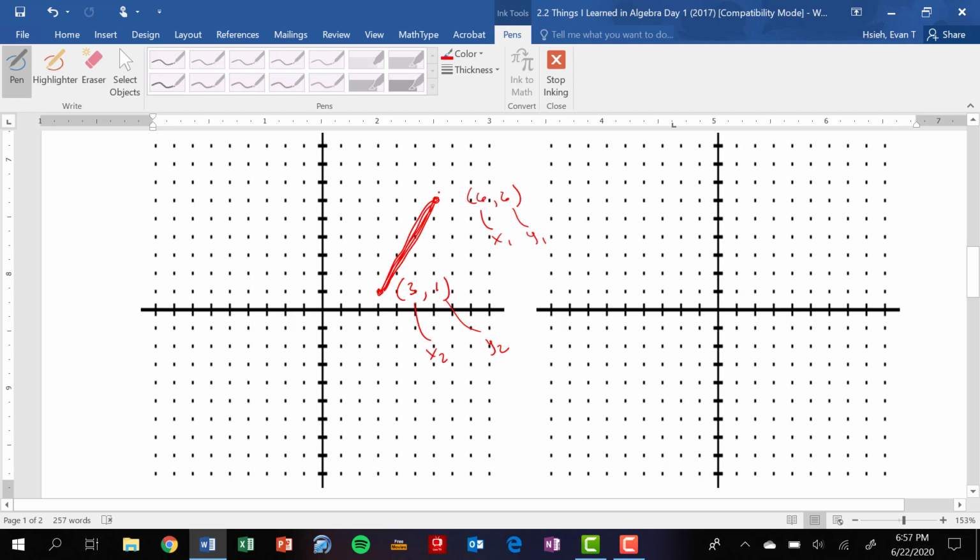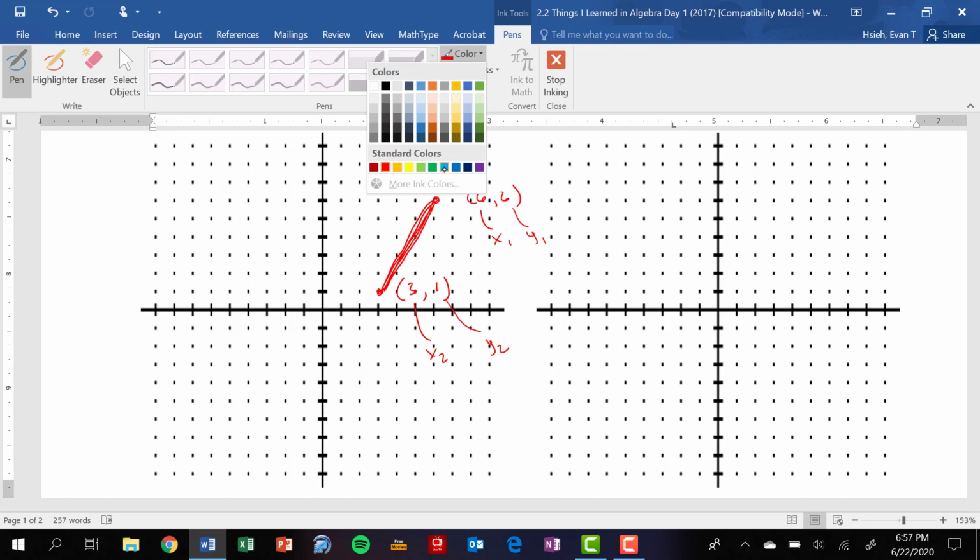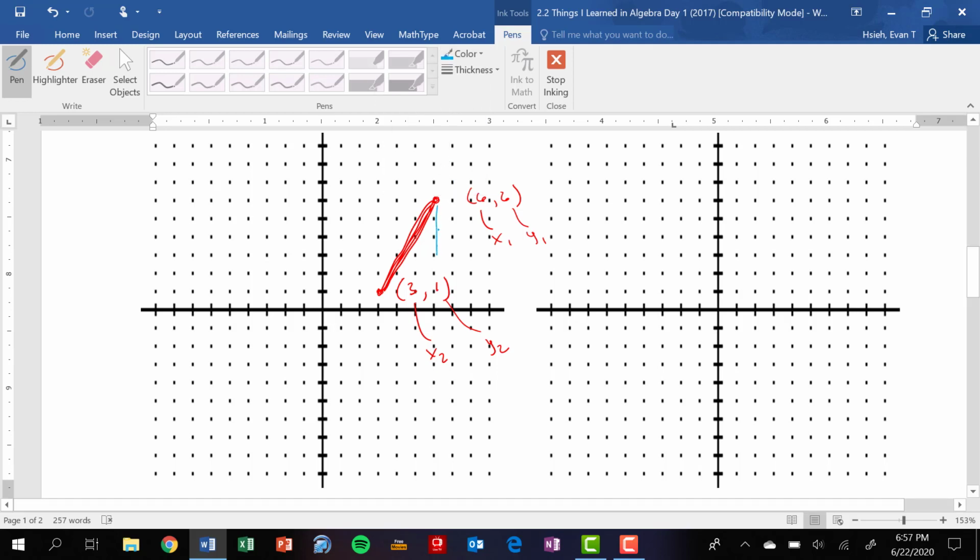If you think about this, you can break this down into a triangle where this is the difference between the y values and this is the difference between the x values. The difference between the x values is, of course, 3. The difference between the y values is 5. So we're looking at the square root of 3 squared plus 5 squared, or the square root of 9 plus 25, or the square root of 34.